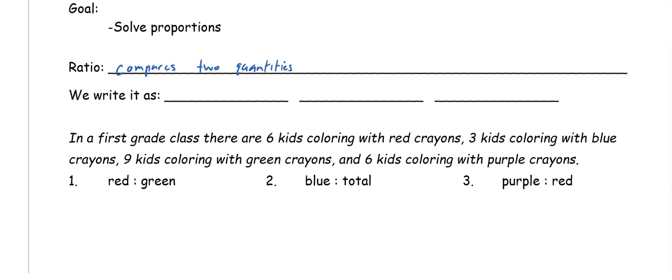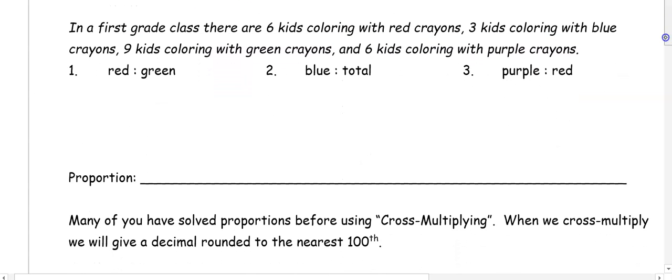Okay. Ratios can be written in three ways. The most common is as a fraction, A over B. We could also have A to B or A colon B. So first we're just going to look at writing some ratios to compare things.